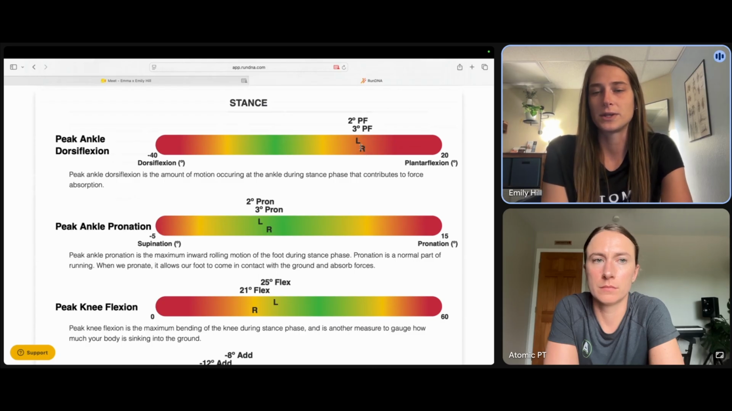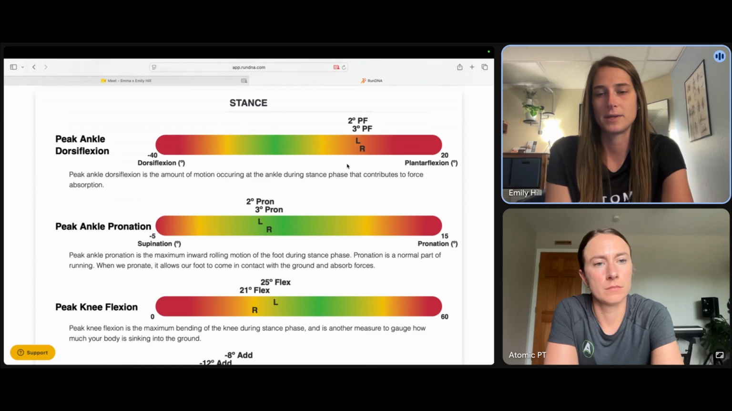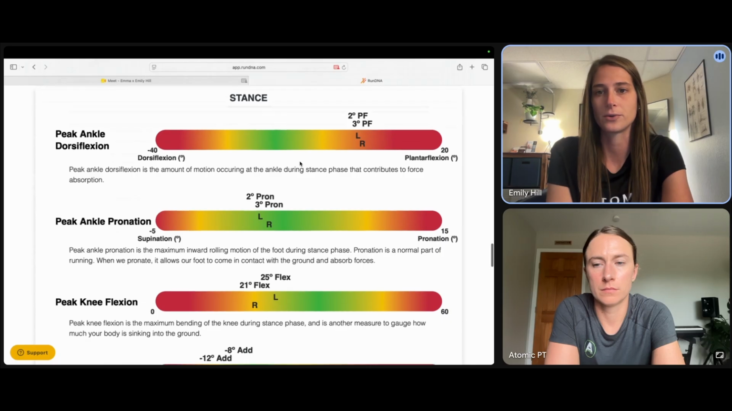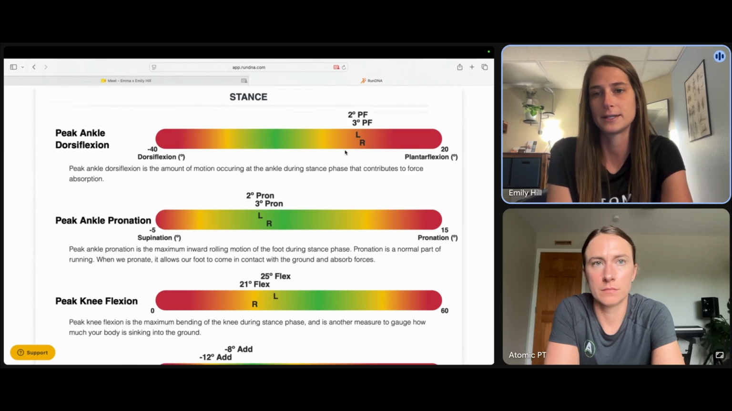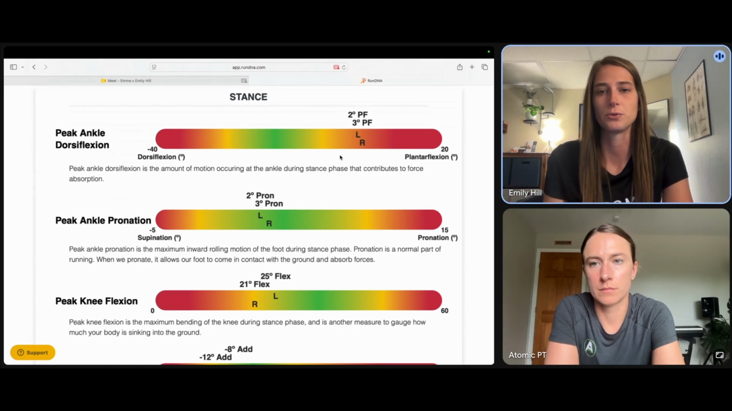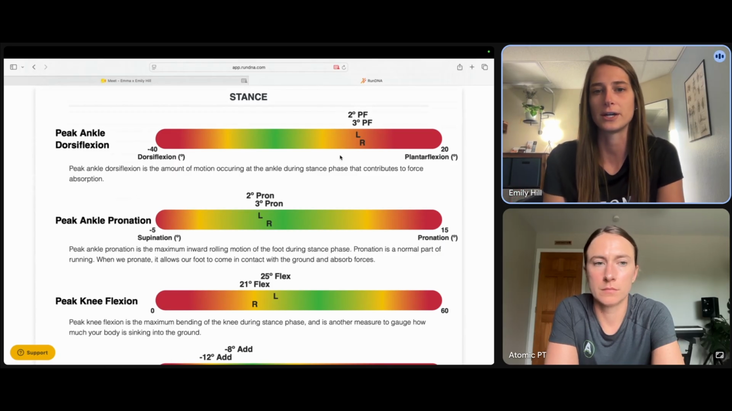This kind of makes sense with that right side, knowing that she has some of that Achilles tendinopathy going on. Likely she's going to have some restrictions in that ankle mobility. So that might be something that's showing up here. And again, something that we would want to address, looking at what is her knee over toe mobility? What does that look like? How is her ankle joint moving?